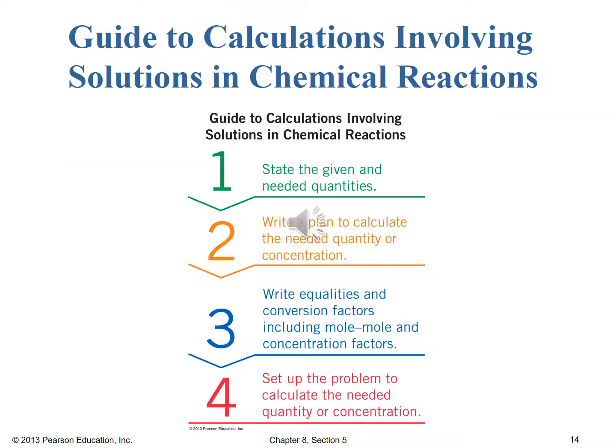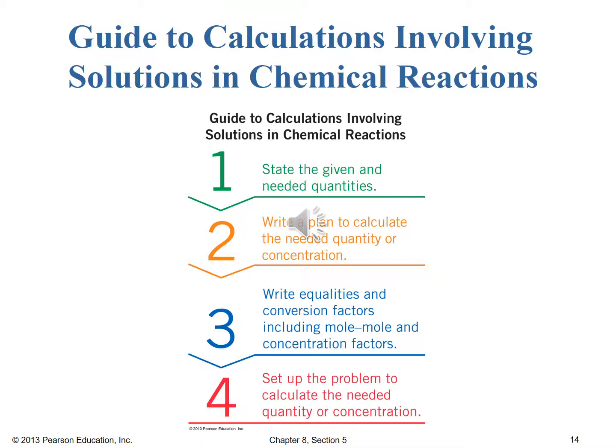All right, so here's a guide, and this is a little more involved, right? It's a 4-stepper, but nothing above anybody here in this course. So first, we're going to state the given and needed quantities. Just like any time, we're going to analyze our problem. This time, it happens to be a solution in chemical reaction problem.